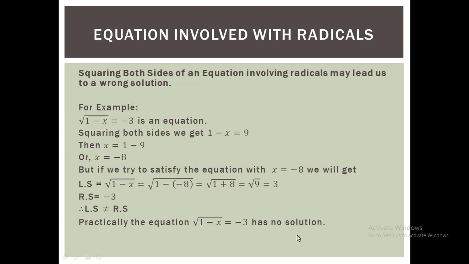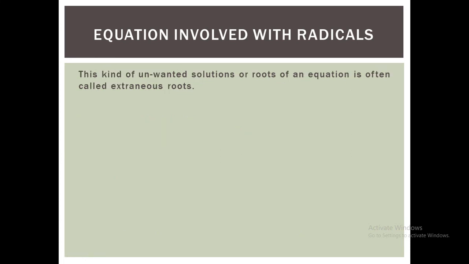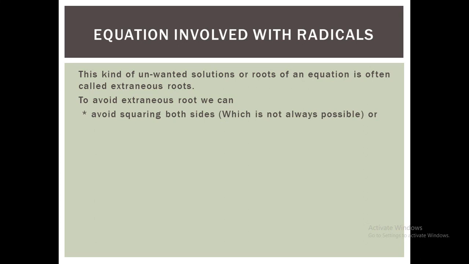But this example shows us that squaring both sides of an equation involving radicals may lead us to a wrong solution. This kind of unwanted solution or root of an equation is called an extraneous root. To avoid extraneous roots, we can avoid squaring both sides, which is not always possible, or test or verify the roots after solving the equation. As the first option is mostly impossible, we will go through the second option.